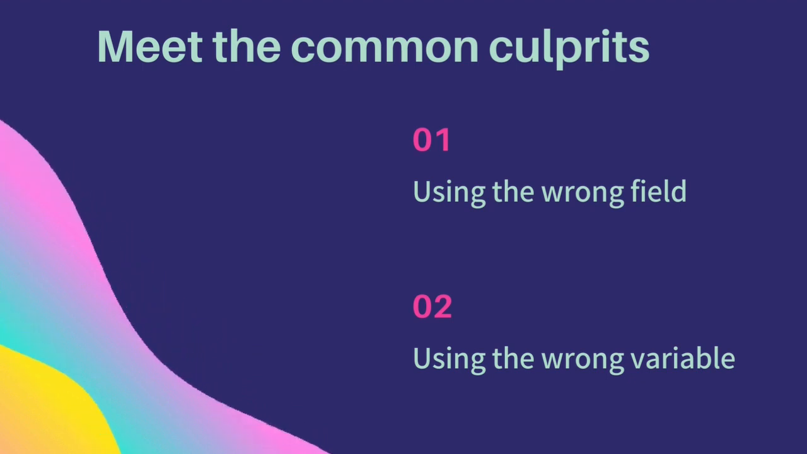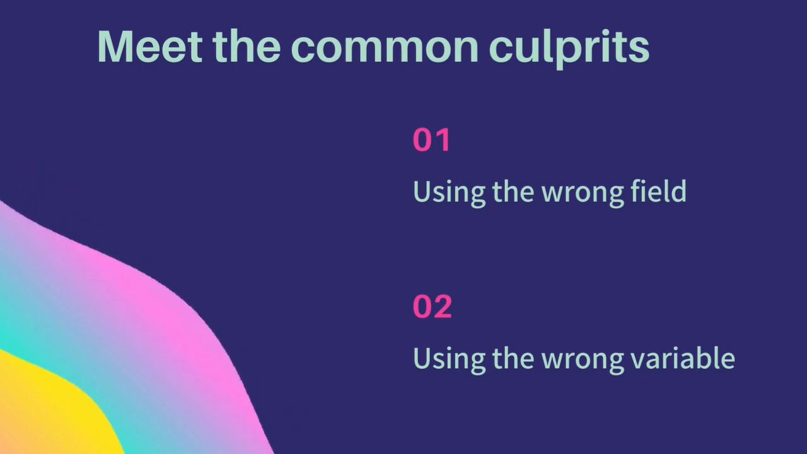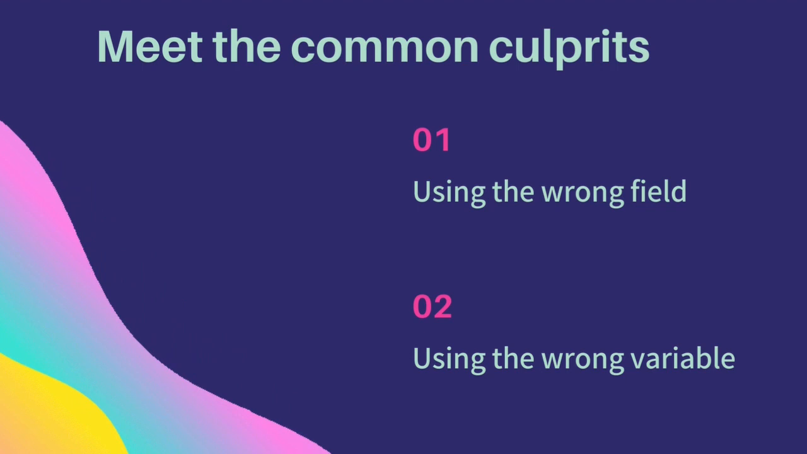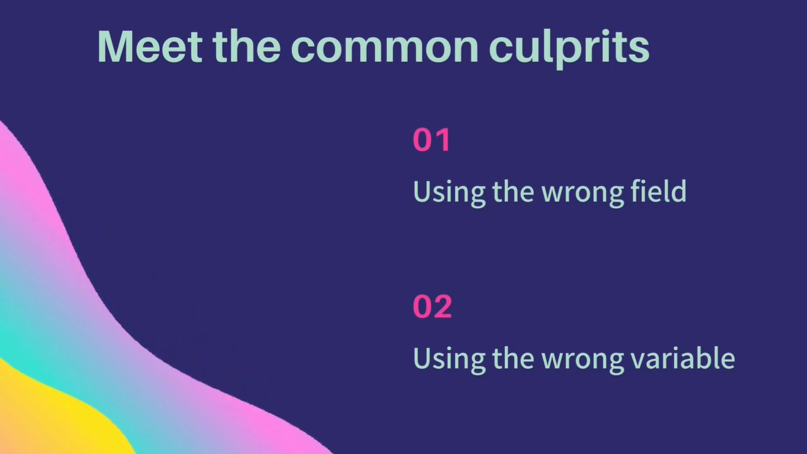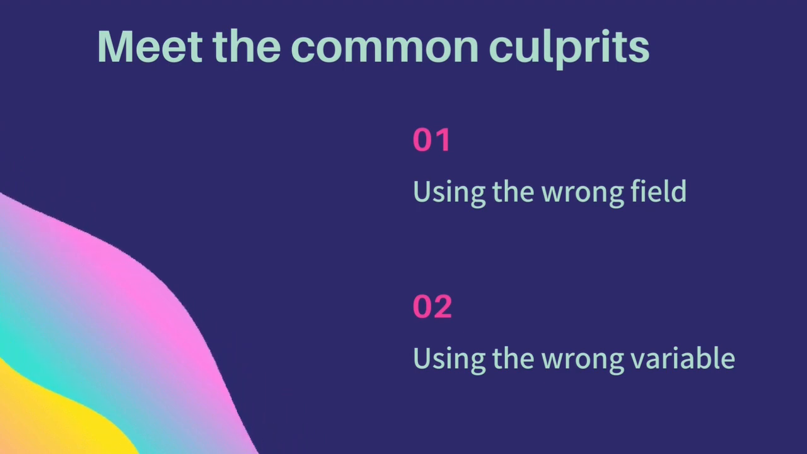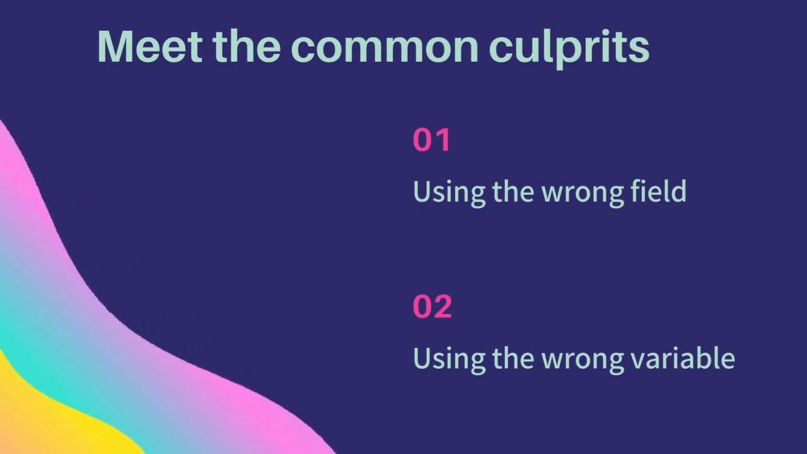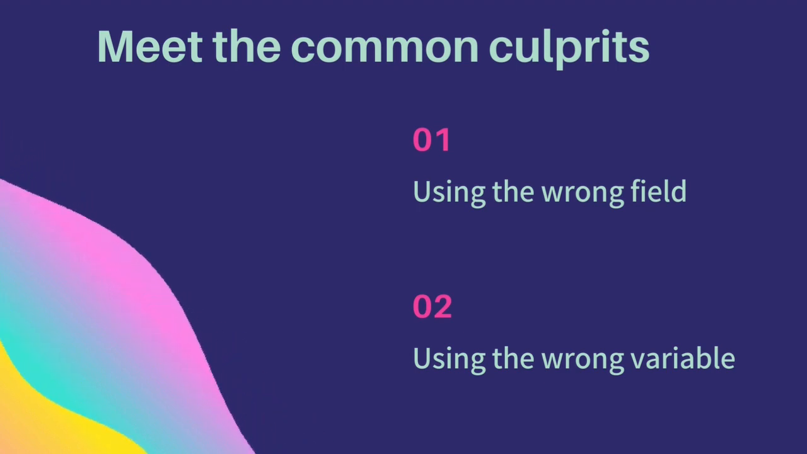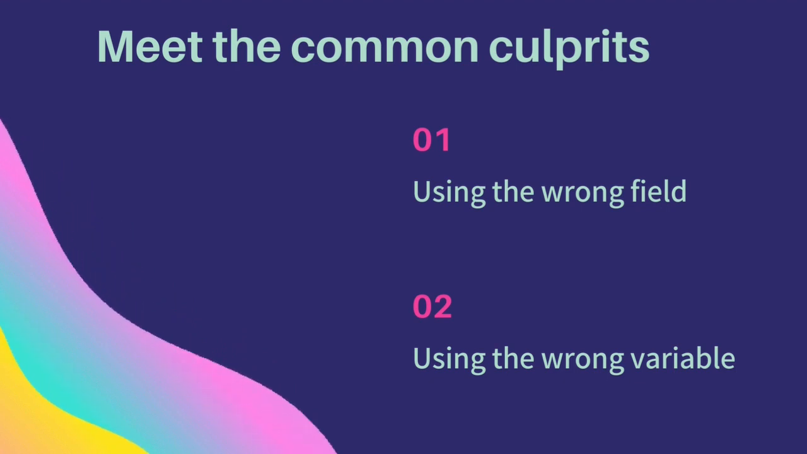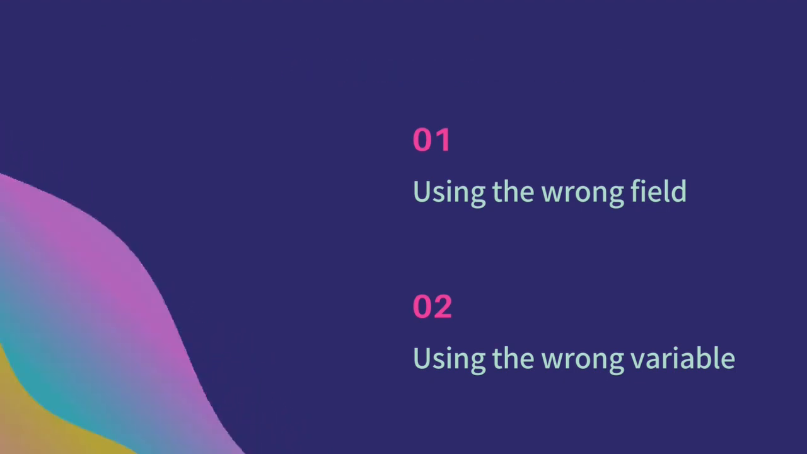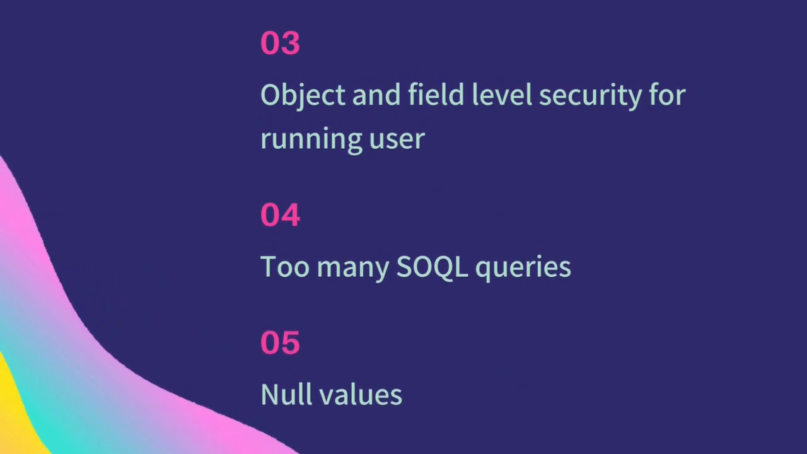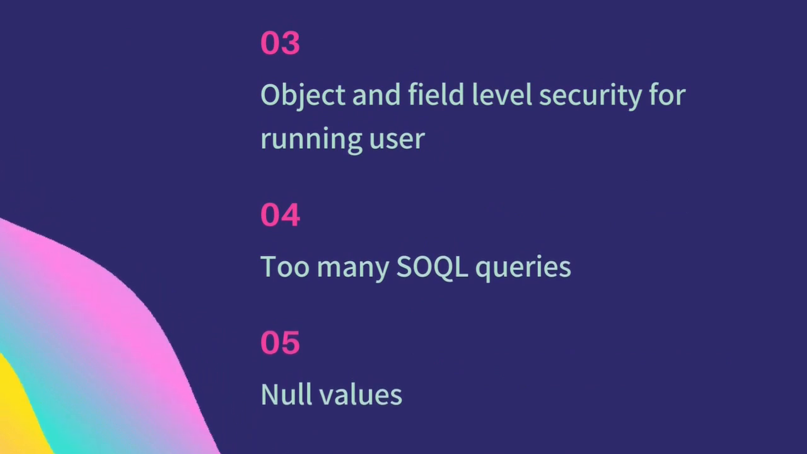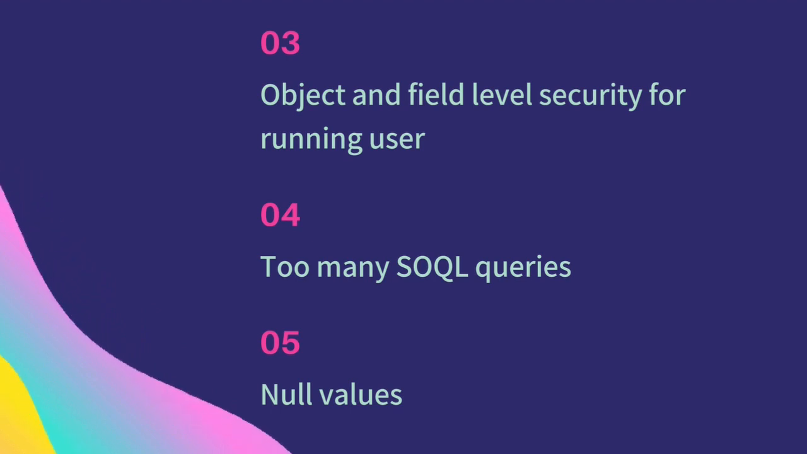Flows can involve a lot of moving parts. All the parts should work properly for the flow to be successful. If one part breaks, the whole flow does not, well, flow. While there are many different reasons for a flow to break, there are some common culprits which you should always consider checking, like using the wrong field, using the wrong variable, object and field level security for the running user, too many SOQL queries, and null values.